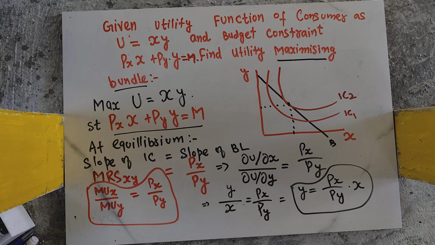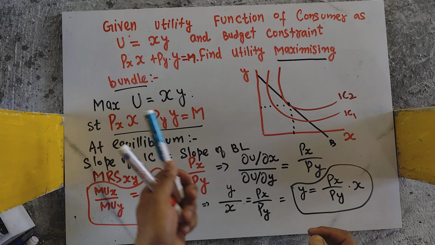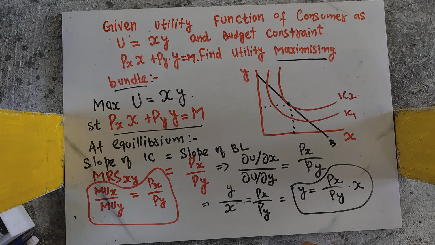To find out the demand function for good x, what will we do? We plug this value of y into the budget line, or the budget constraint. And let me see if I have space available here.